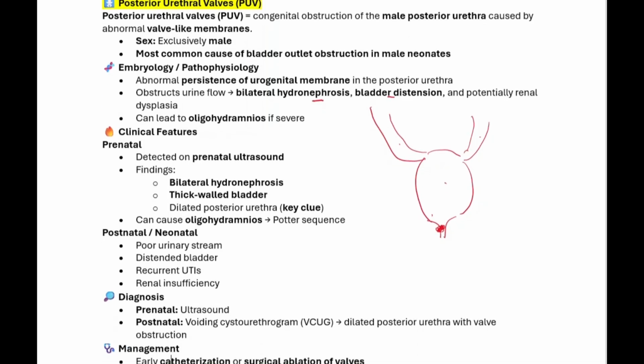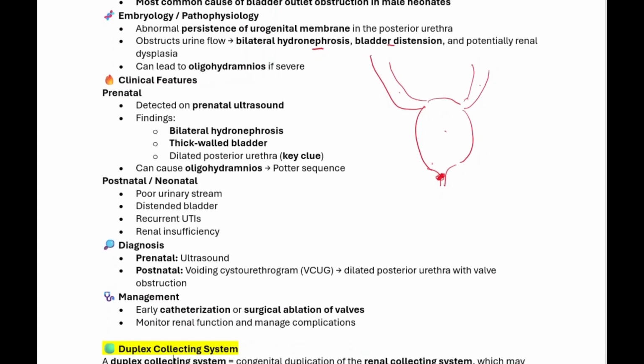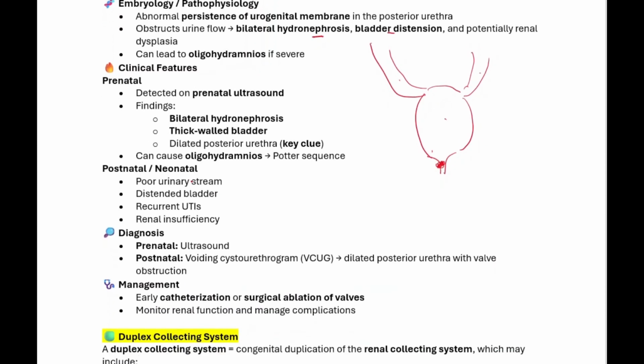And when you look at the clinical features, in the prenatal period, this is detected on prenatal ultrasound. When you do your prenatal ultrasound, you can see bilateral hydronephrosis, a thick-walled bladder which is distended, and a dilated posterior urethra, which is going to be our key clue in this patient. And they could have oligohydramnios, and that could lead to Potter sequence.